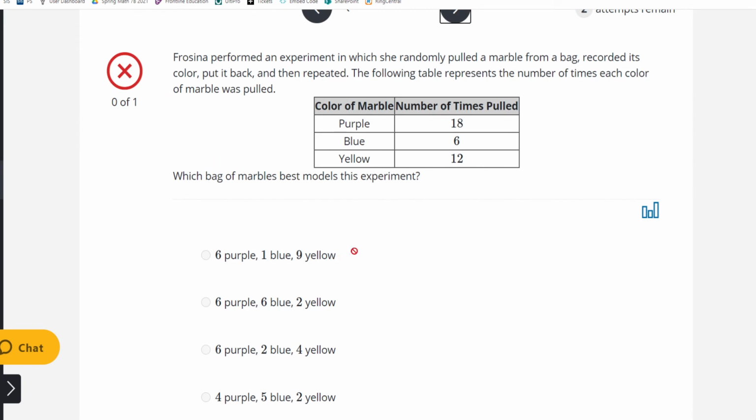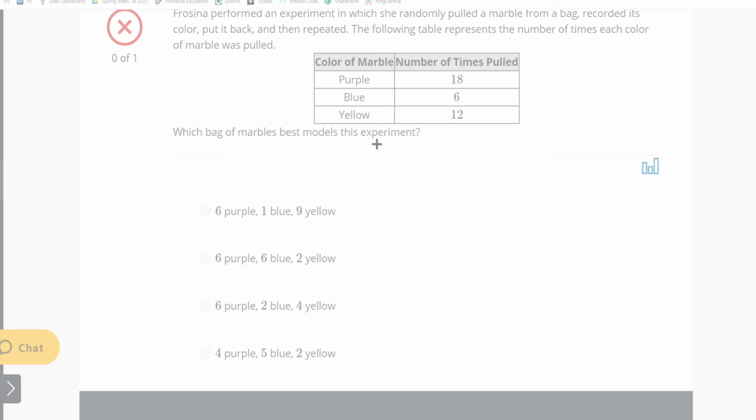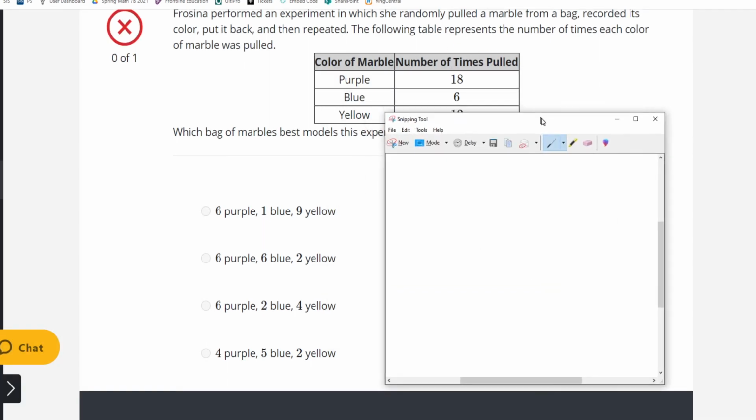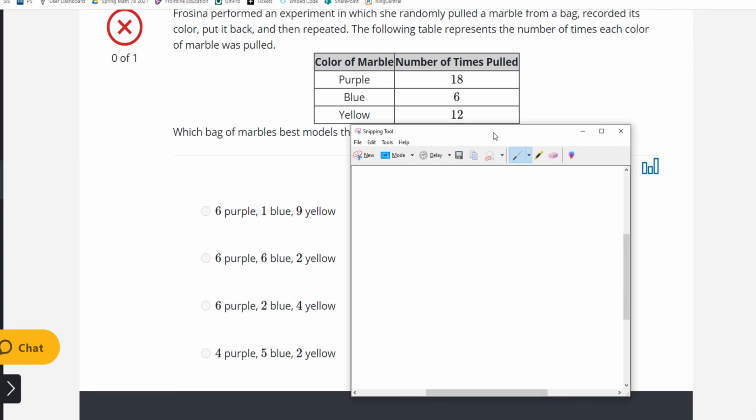Next question says that Francina performed an experiment in which she randomly pulled a marble from a bag, recorded its color, put it back, and then repeated. The following table represents the number of times each color marble was pulled. Which bags of marbles best model this experiment? Okay, so again, same process as we have been doing, except just a different question. For this one here, it's a little bit different.